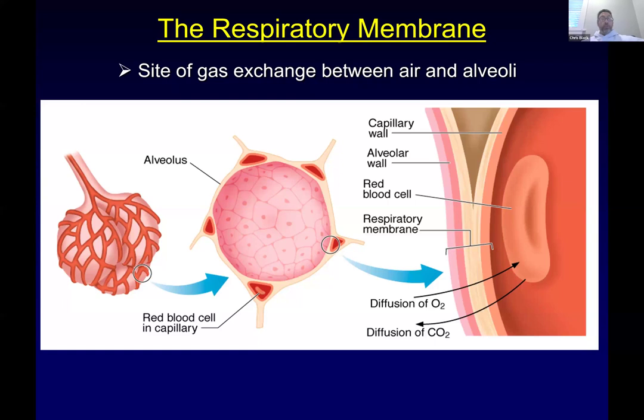Okay. This is called the respiratory membrane. This area is the respiratory membrane. And that membrane is going to be where all of the gas exchange action is going to take place, where all the O2 and CO2 movement is going to be, where we're going to have those red blood cells be in very, very close contact with the alveoli.